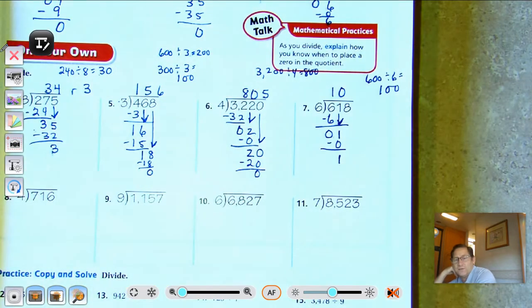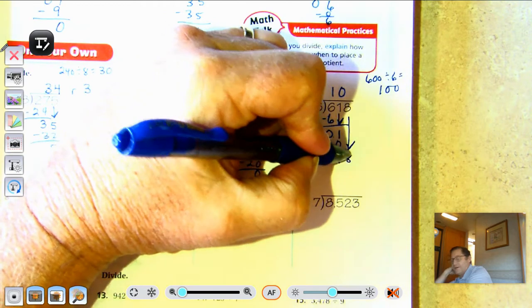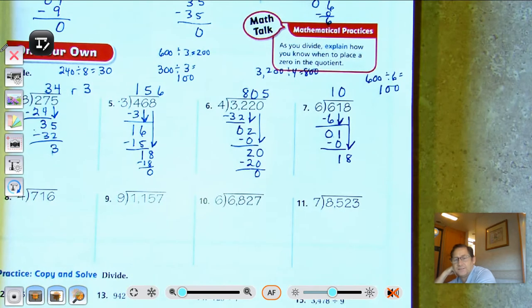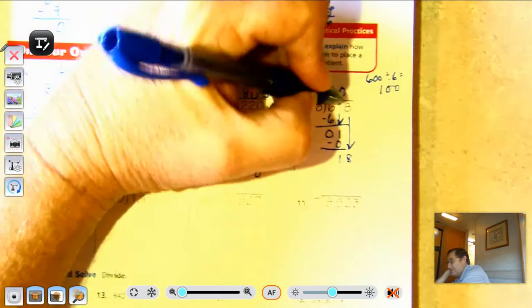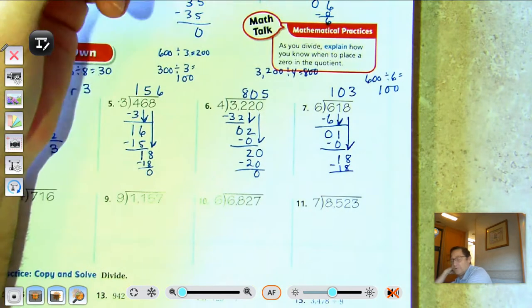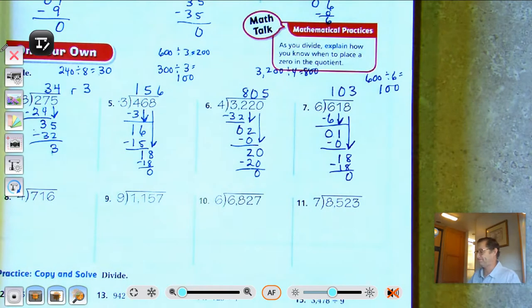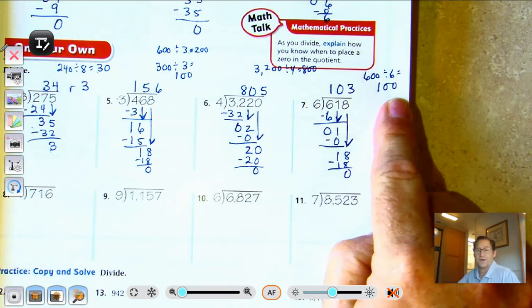So I'm going to trade the 110 that's left for 10 ones and bring down the other 8 ones. 18 ones divided by 6. 6 times 3 is 18. So 18 ones, take away 18 ones is 0. So 103, which is close to our estimate of 100.